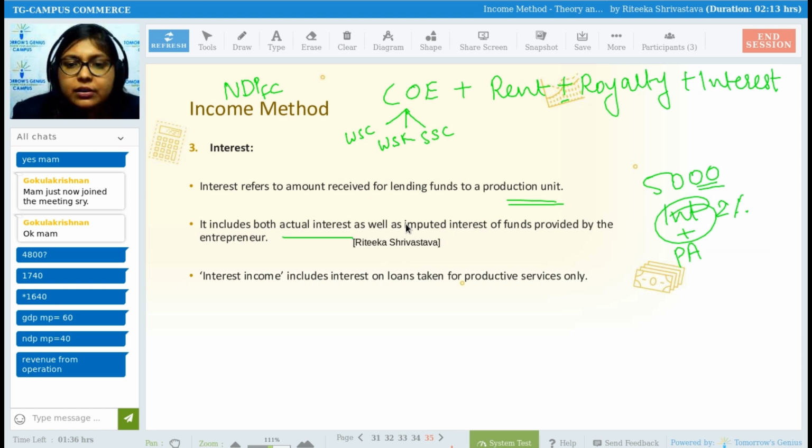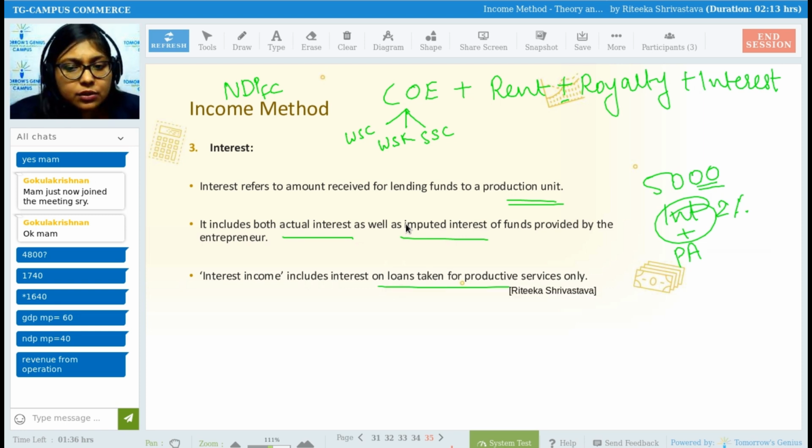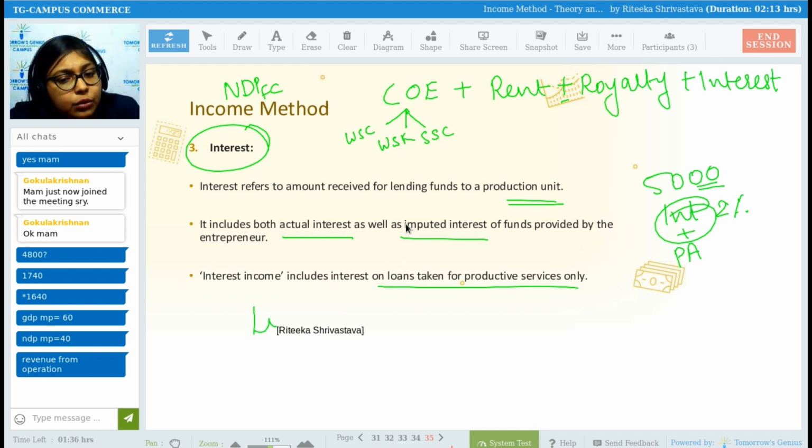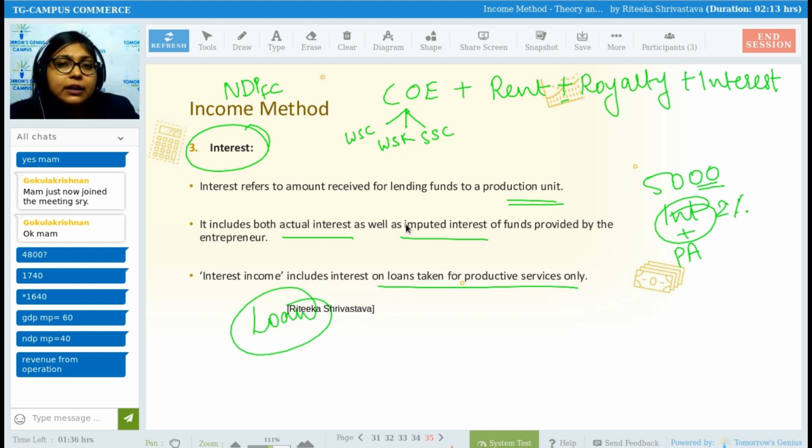So it includes both actual interest as well as imputed interest of funds provided by the entrepreneur. So again, when we talk about interest, it is going to include actual interest as well as imputed interest. Interest income includes interest on loans taken for productive services only. Now, when we are talking about interest, it means we have taken a loan. A loan taken for productive services, like the production of goods and services, only that kind of loan will be included under the income method. If you are taking a loan for personal usage, then that interest will not be included while computing national income through the income method.